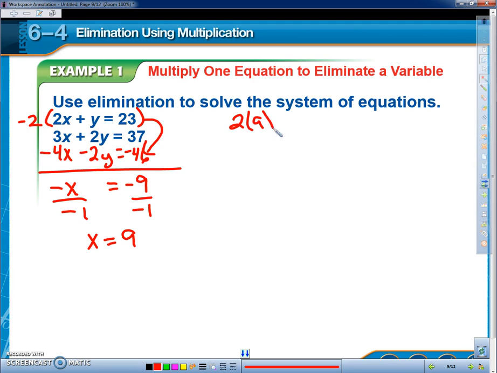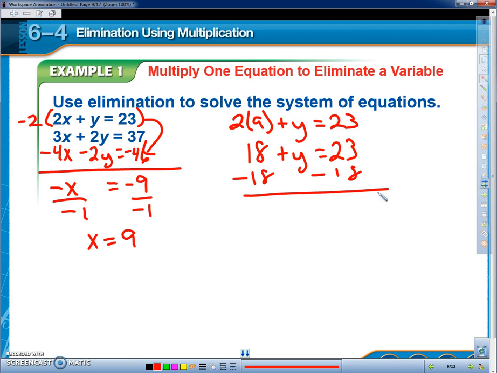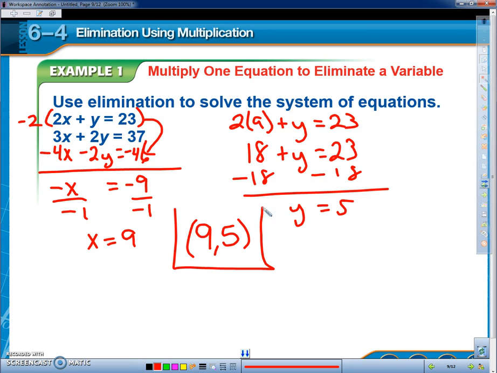2 times 9 plus y equals 23. So 2 times 9 is 18, plus y equals 23. I'm going to subtract 18 from both sides and come up with y equals 5. Now remember, you can go back and check it again. So our solution that we came up with is 9, 5. That should be our solution right there.